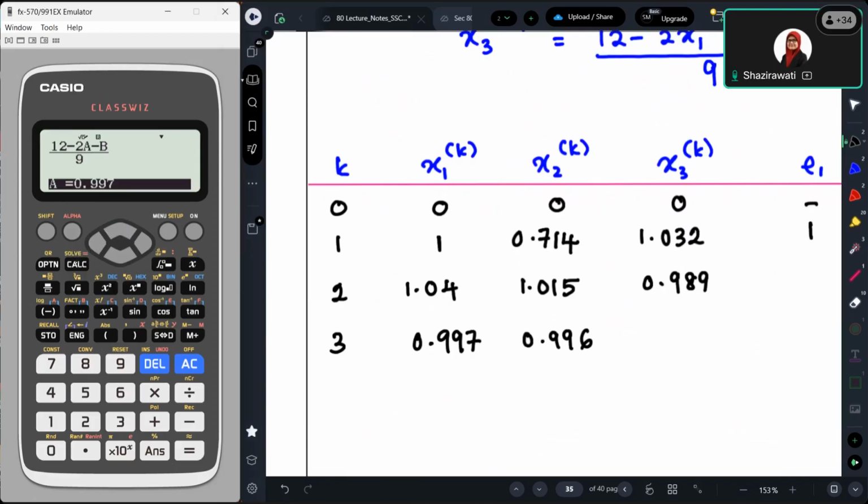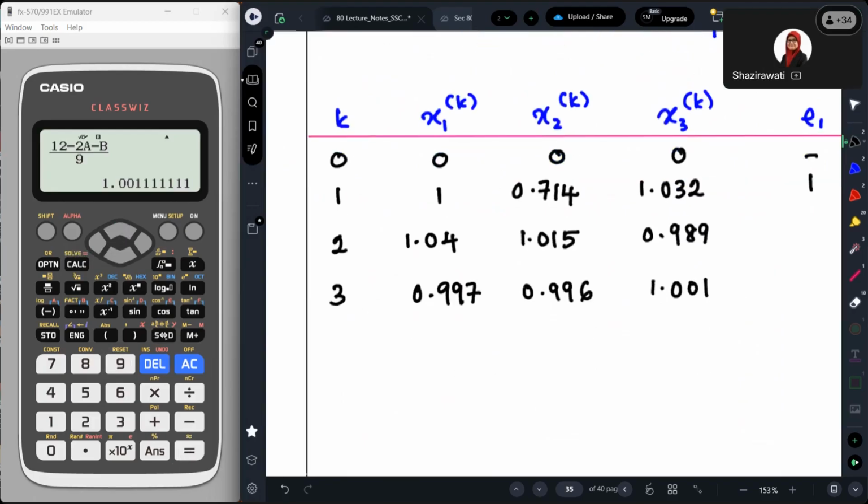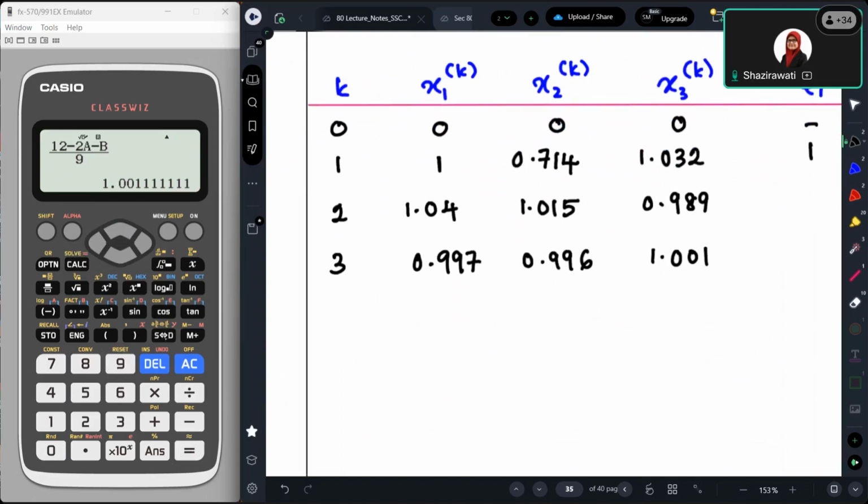Okay. And lastly, you X3 punya formula. A yang current, B kena tukar. Okay, so 0.996, kena tukar lah. So you have 1.001. Okay. Right. So ni kalau kita congak, ada lagi yang lebih, maksimum dia lebih besar daripada 0.005. So kita letak kat sini, K equals 4. Repeat semula.